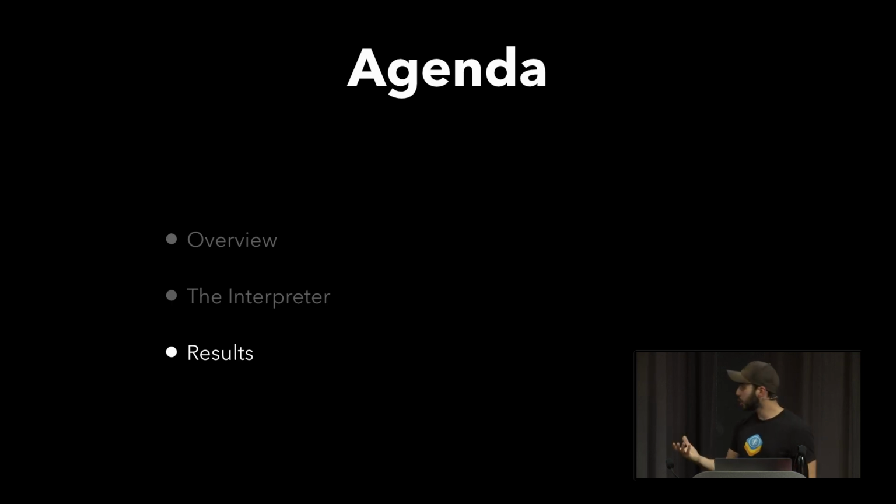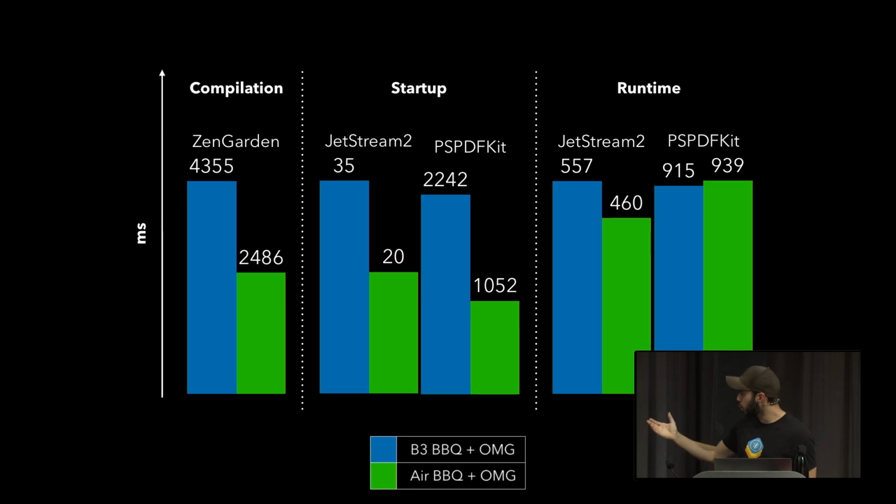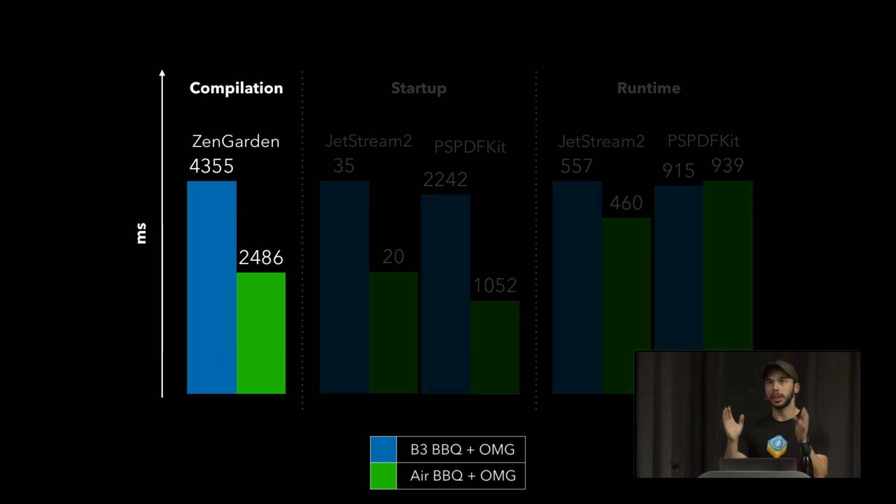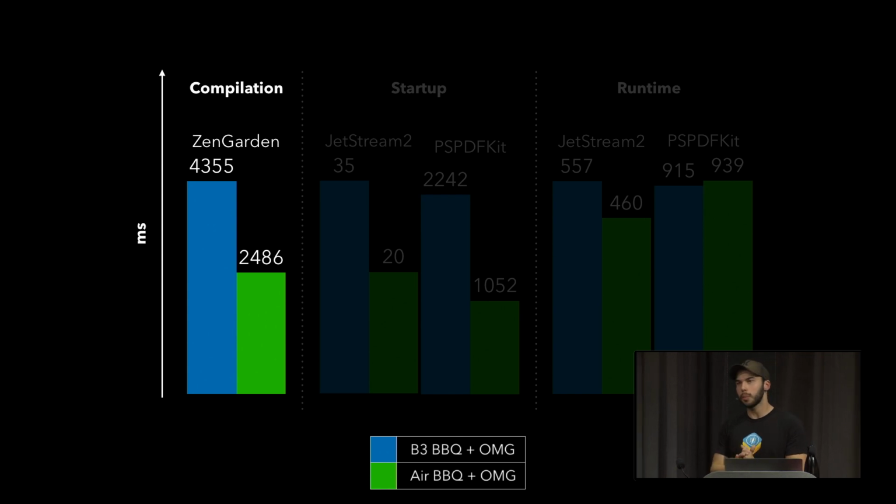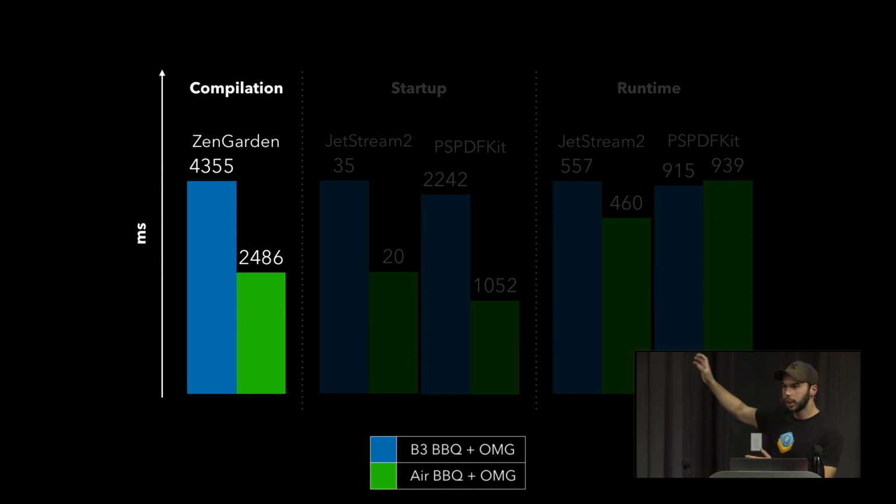So how does that interpreter actually work? So back to the graphic, that's what we had before. So that's in blue, our original configuration. In green, what we have shipping right now with our Air backend. So first, we'll look at the compilation. The reason it's easier to talk about compilation is that since there's no execution, we're only comparing B3 to Air to the interpreter. There's no tiering up, there's no other tiers involved, so it's easier to compare. Later on, we'll have to make other decisions.